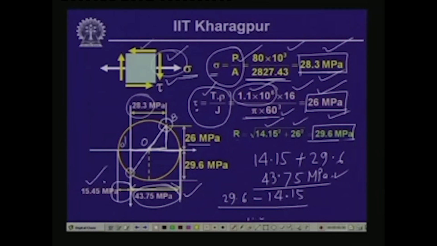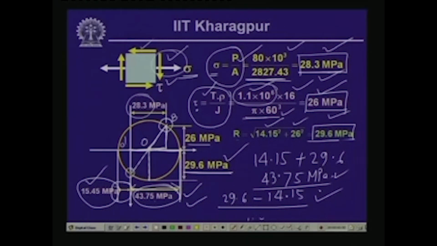So, the maximum tensile stress occurring at that particular point is 43.75 MPa, the maximum compressive stress occurring is 15.45 MPa, and the maximum in-plane shearing stress, which is the radius of the Mohr circle, is equal to 29.6 megapascal. So, these are the values which we wanted to have.